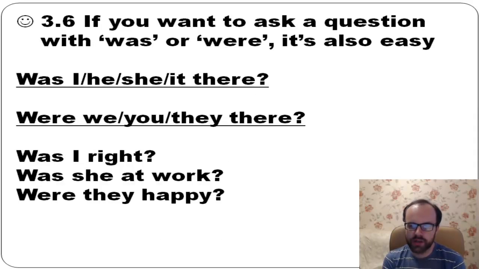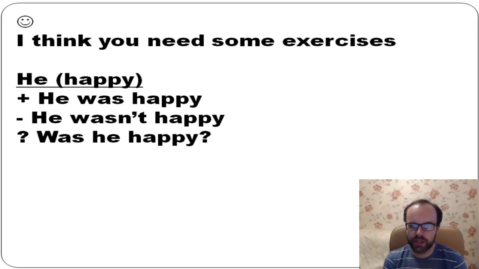If you want to ask a question with was or were, it's also easy. Was I, he, she, it there? Were we, you, they there? Was I right? Was she at work? Were they happy? I think you need some exercises. He was happy. He wasn't happy. Was he happy?